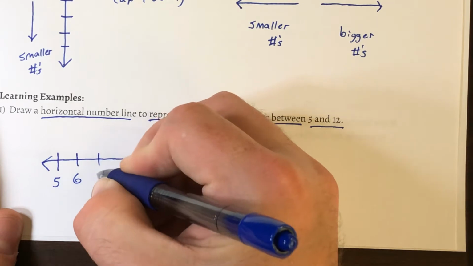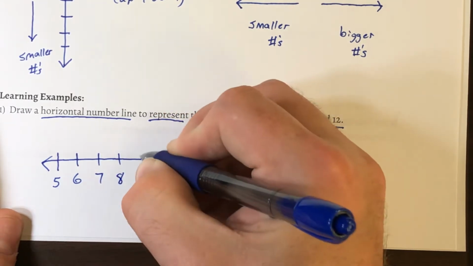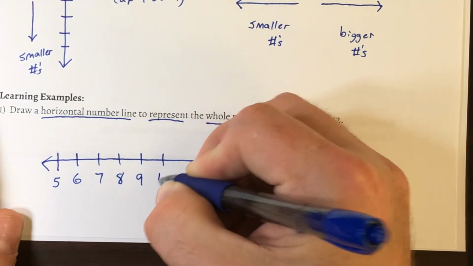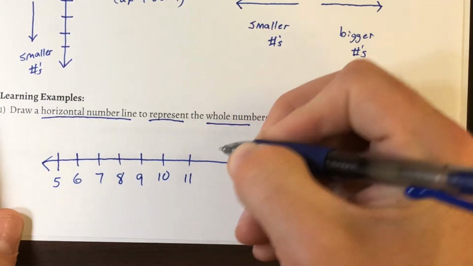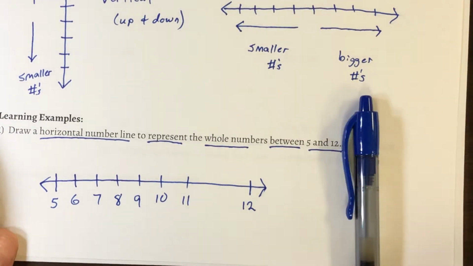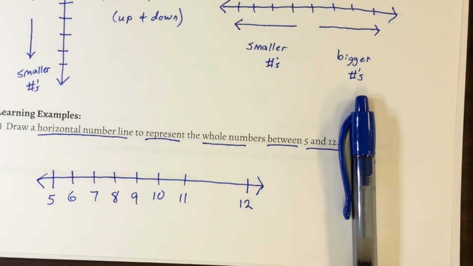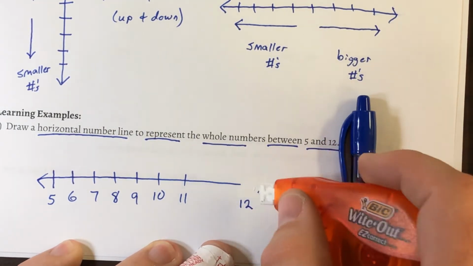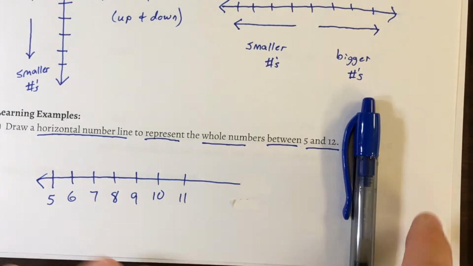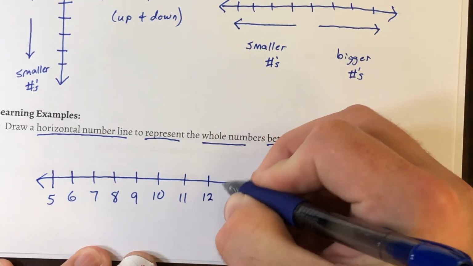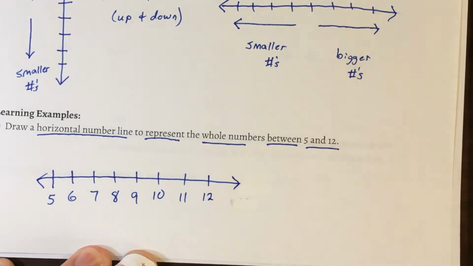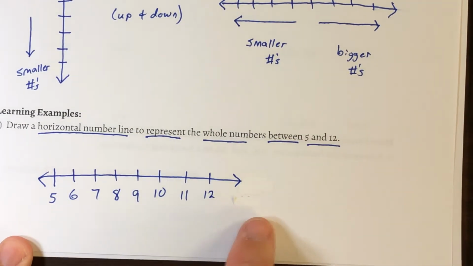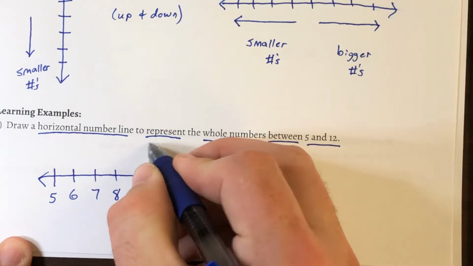So 6, 7, 8, 9, 10, 11, and I notice my line looks horrible, so I'm going to fix it. Because we can't have that. Which is why you use pencil and not pen. All right, so we're going to move 12 over just a little bit. All right, that's better.